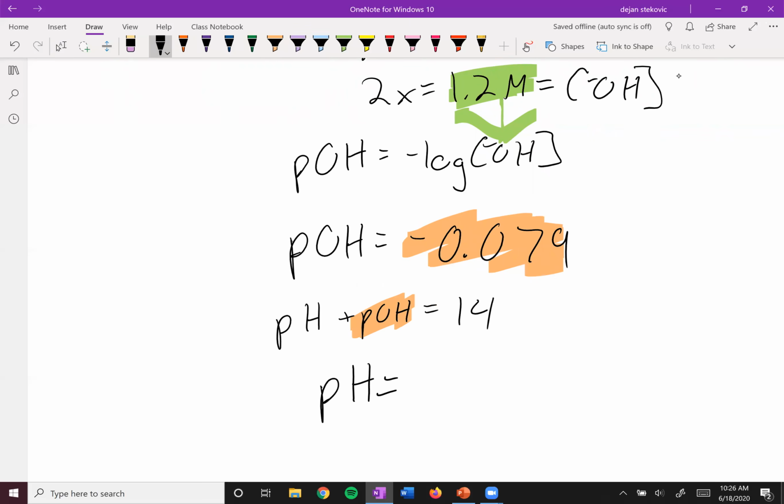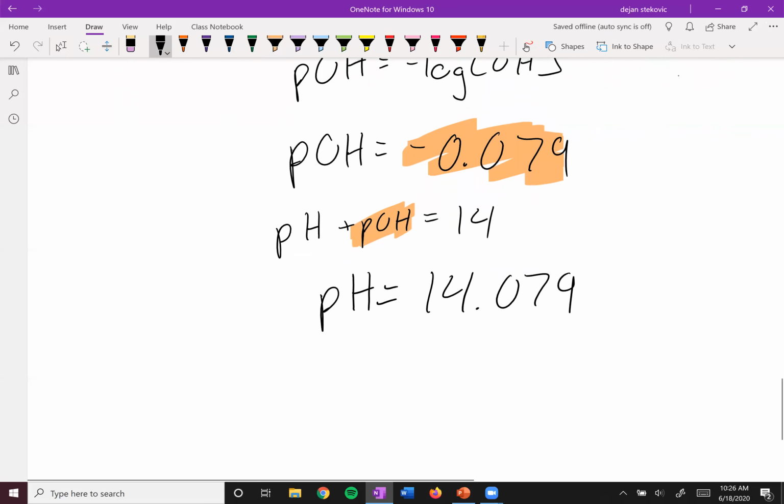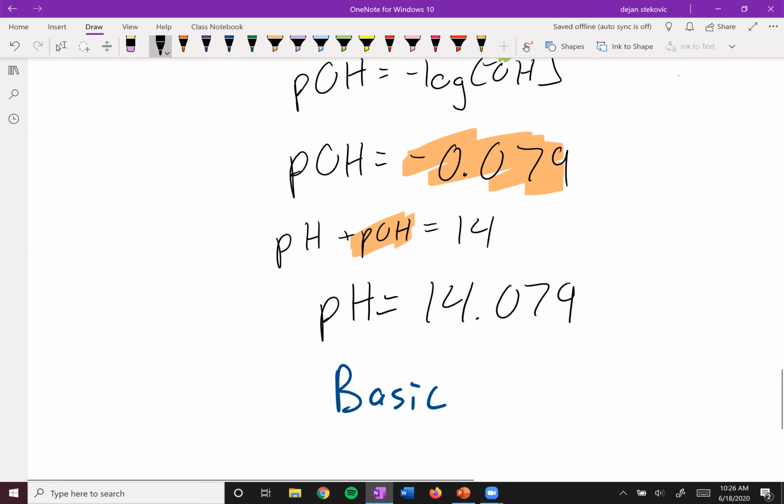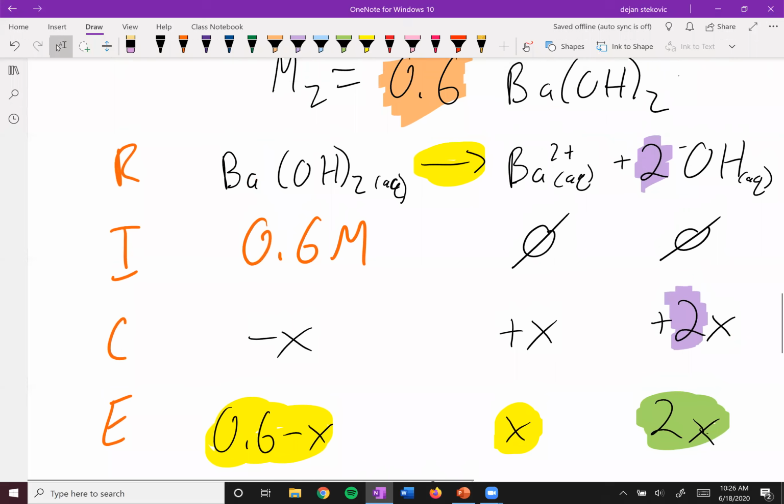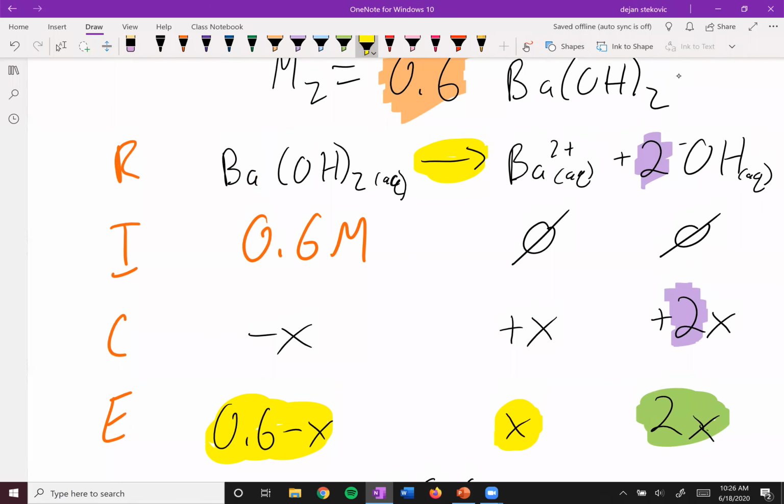And so your pH here is, in this case, 14.079, which is obviously greater than 7. And so this solution is basic, which is what you would expect by adding a strong base. So again, it's all just about knowing how to do these RICE tables. And then the trick to knowing these kinds of problems is knowing that these strong bases completely ionize.